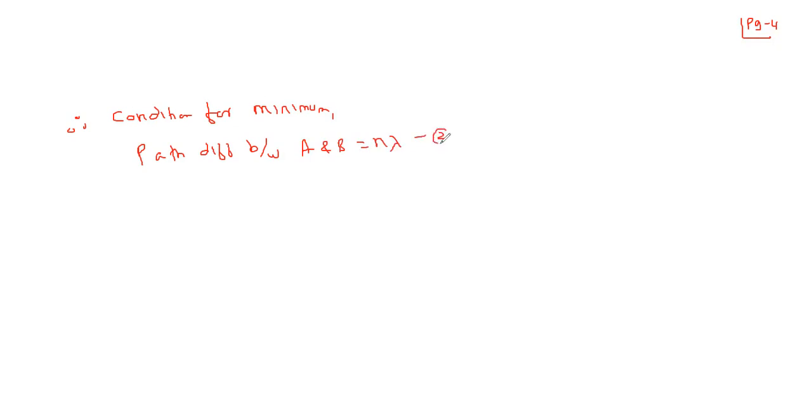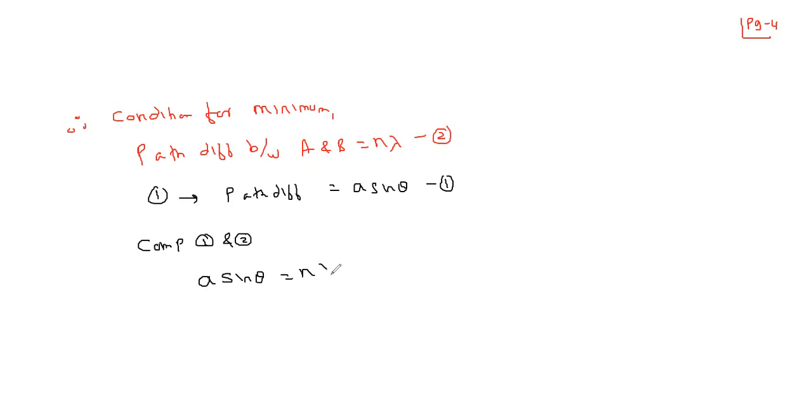Let's take equation number 2. Already we know the first equation: path difference is equal to a sin theta. This is the first equation. So compare 1 and 2. What are we getting? a sin theta is equal to n lambda. Very, very important equation. a sin theta is n lambda.